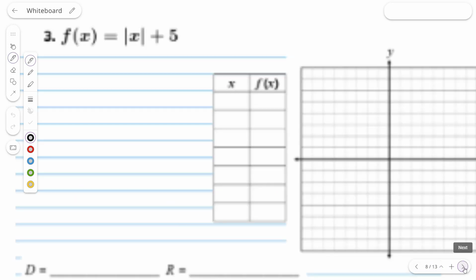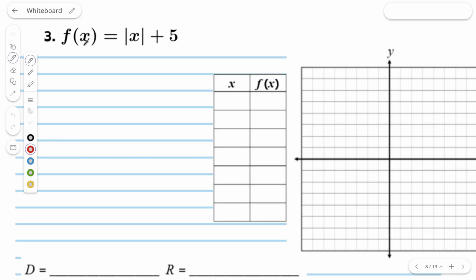Let's do the next one. This time, the only thing I have inside my absolute value is x, so x equals 0. So that means the center of my chart is 0. Now, f of whatever I plug in is equal to the absolute value of whatever I plug in plus 5. And so when I check this out, I'm plugging in the numbers. So we go smaller than 0, so negative 1, negative 2, negative 3, and bigger than 0, 1, 2, 3.